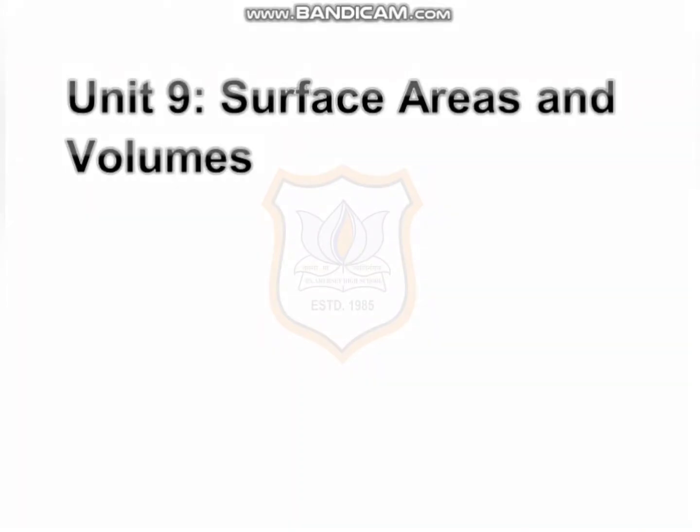Unit number 9, surface area and volume. We have a few objects: cube, cuboid, cone, cylinder, hemisphere, sphere. First of all, we have to remember the formulas of surface area and the volume. Then we have a few exercises to solve these sums.